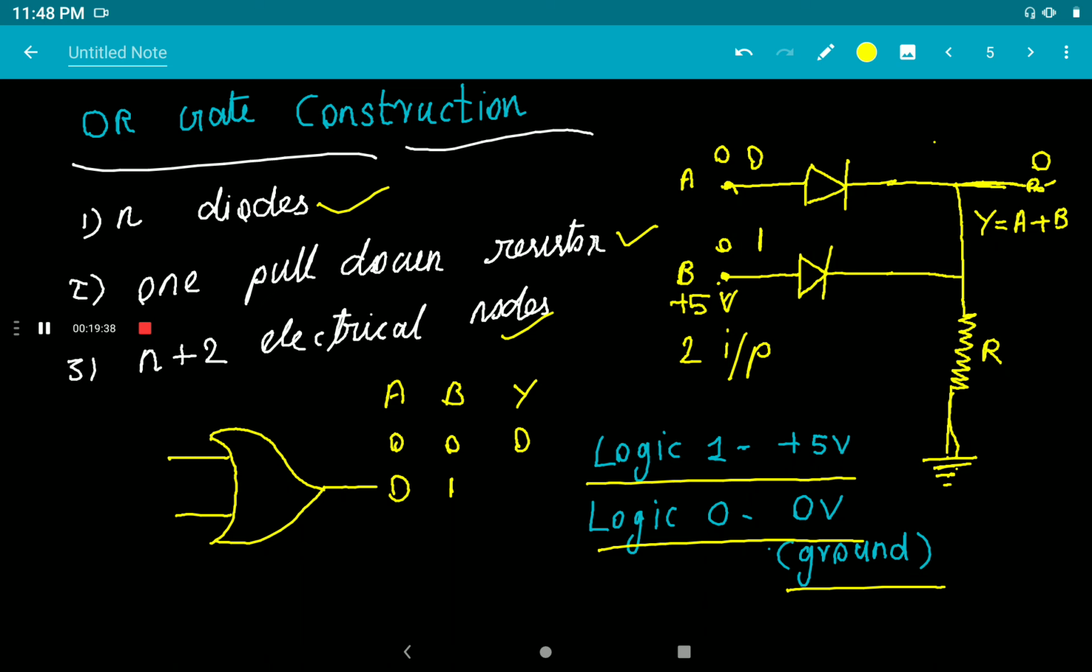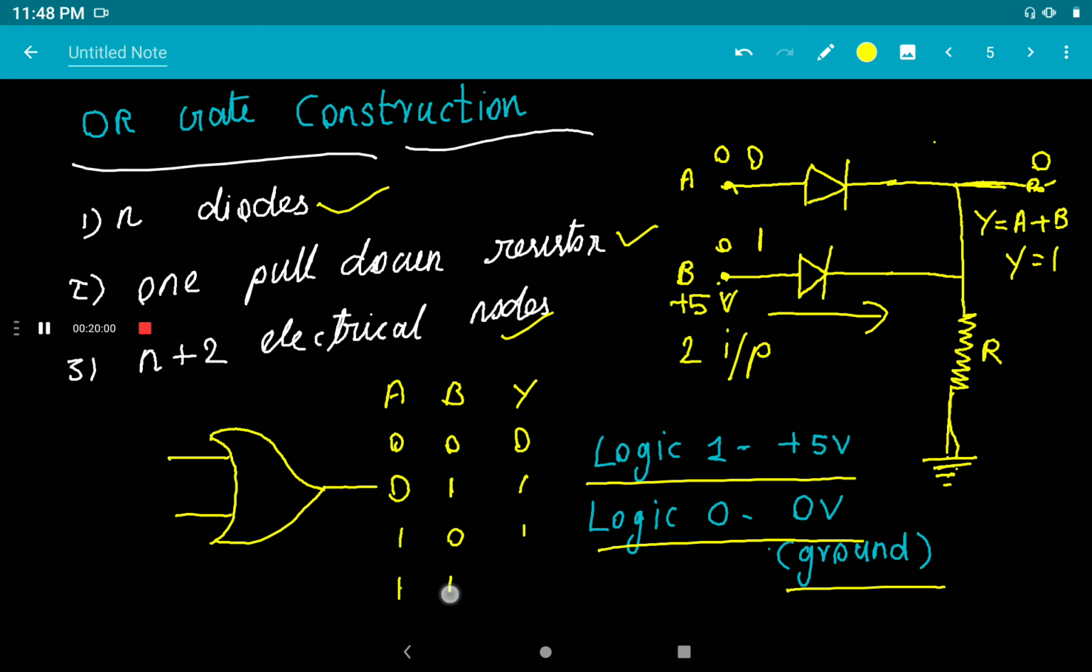That diode will become forward biased and therefore conduct. So there it will force the output to logic 1. So this diode will start to conduct. So there will be an output Y equal to 1. And if both the inputs are at logic 1, that is, if either one is at logic 1, the output will be 1.